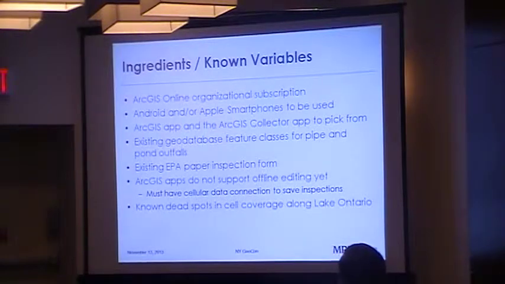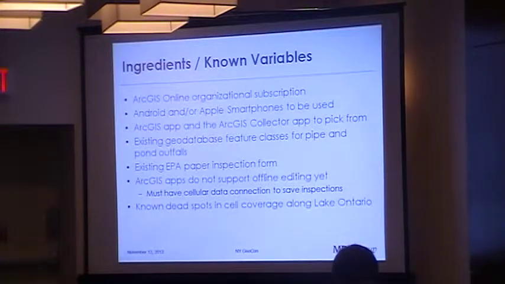So what were our ingredients and our known variables? Working with a firm full of engineers, you get good at problem solving. So you go through this logical process, and these are the things that we considered. What we had to work with was an ArcGIS Online organizational subscription. We were told that the intern was going to have a smartphone, but we didn't know whether it was going to be Android or Apple, so that was up in the air. It's kind of a question mark.